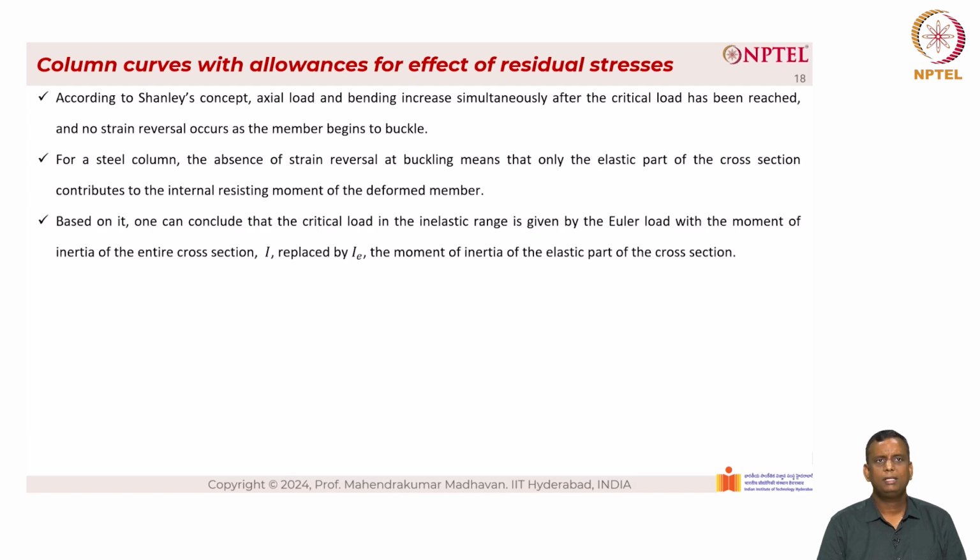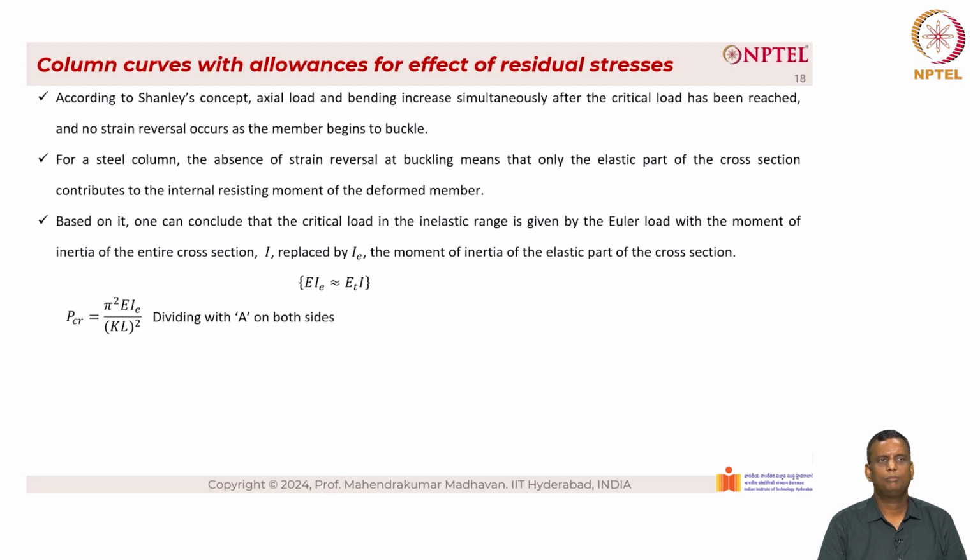Based on it, one can conclude that the critical load in the inelastic range is given by the Euler load with the moment of inertia of the entire cross-section I replaced by I sub E, the moment of inertia of the elastic part of the cross-section. Basically, Young's modulus times I sub E is equal to tangent modulus times I. So, either we decrease the cross-section from I to I elastic, which is smaller, or we decrease the material from E to E sub T. We know that P critical equals pi square E I sub E divided by KL square.